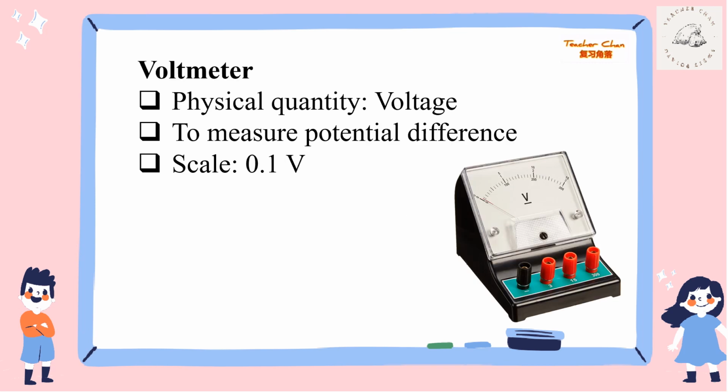So the first one is the voltmeter. The physical quantity that can be found in the voltmeter is voltage. The function of the voltmeter is to measure potential difference. In this voltmeter, the smallest division is 0.1 volt.